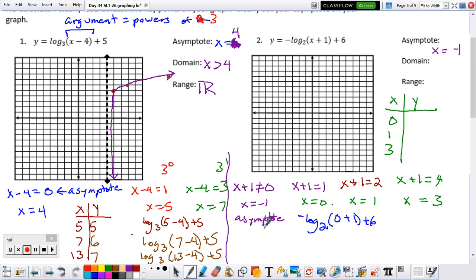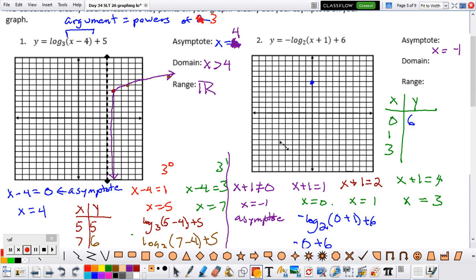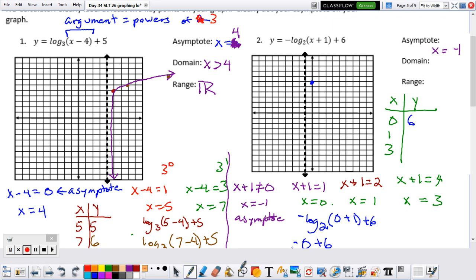Now I'm going to evaluate this slowly and then I'll erase it and do the next one. So 0 plus 1 is 1. 2 raised to what power is 1? 0. So it's almost like I have negative 0 plus 6. So I have the point 0, 6. I'll put my asymptote in. Okay, so now I'm going to grab my eraser.